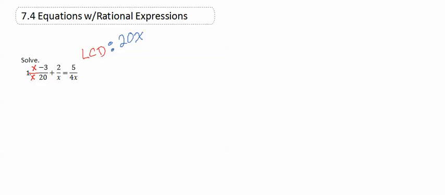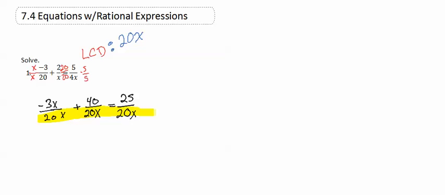In the second fraction, I'm going to have to multiply it by 20 over 20. And finally, in the last one, I'll have to multiply by 5 over 5, because the 4 times the 5 will give you the 20. Once you multiply, the part that you're putting into the fraction, you get negative 3x over 20x plus 40 over 20x equals 25 over 20x.